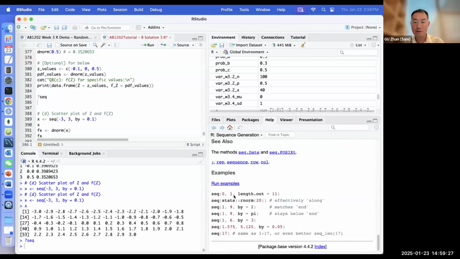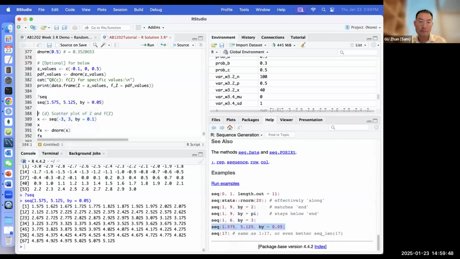You can scroll down to look at some examples. There will be examples here. So run examples: 1 to length 11, rnorm, and so on; 1 to 9 by 2, by pi, and so on. You can try this, copy, paste. They're showing by 0.05, from 0.05 till 5.125. So we're using that method.